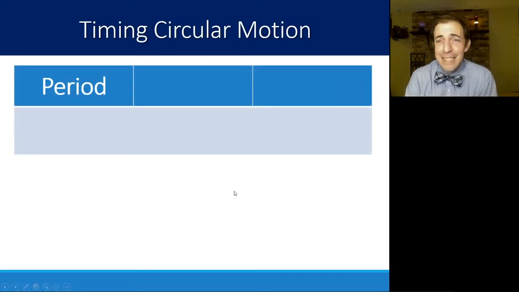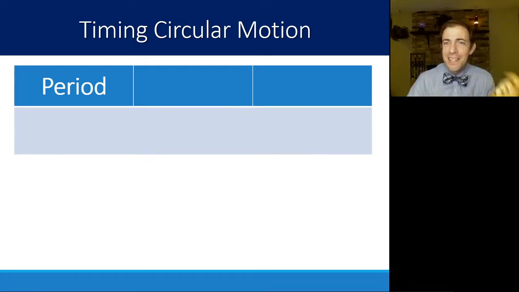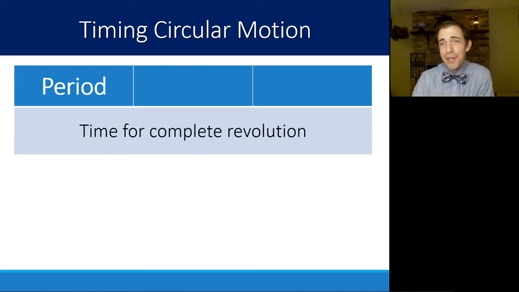The other piece that we need to lay the foundation and the groundwork here is the ability to time circular motion. What we did in that animation of the wind turbines is we figured out how long it took the blade to go around one complete time. Now that actually has a very specific name in physics. We call that the period. The period is the time for a complete revolution.